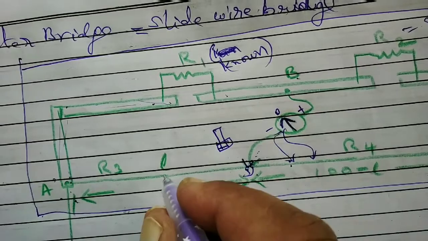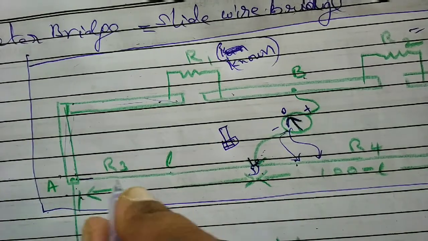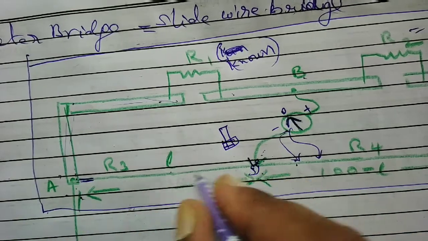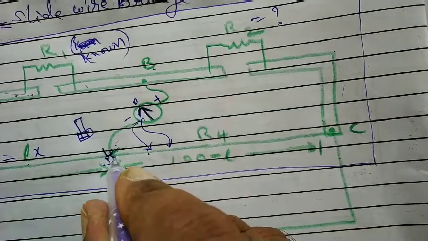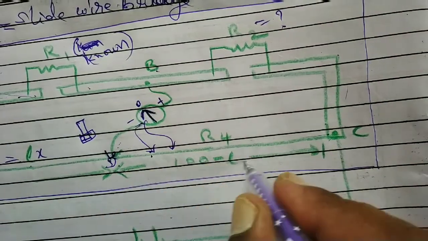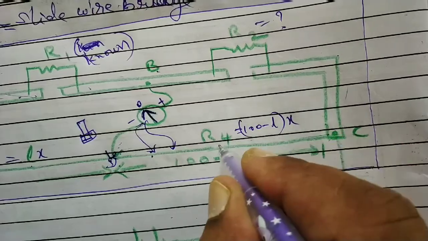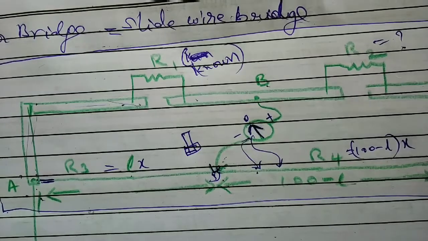Now you know resistance depends on length. Unit length resistance is X only. Then R3 will be, this length is L, so with unit length resistance X, from A to D the resistance is LX. So R3 is equal to LX. Similarly, unit length resistance X, and this length is 100 minus L. So R4 must be equal to (100 minus L) into X. Now, the galvanometer is showing zero reading. Means we have got the null position. That means the circuit is in balanced state.